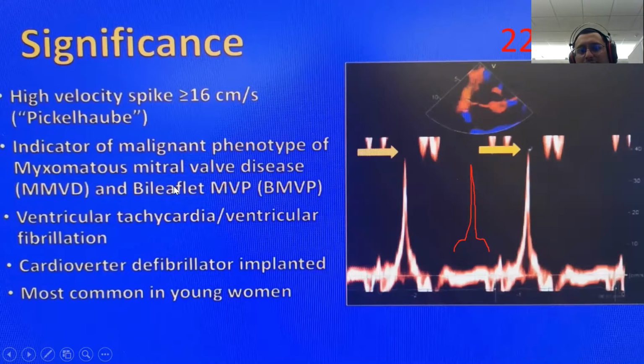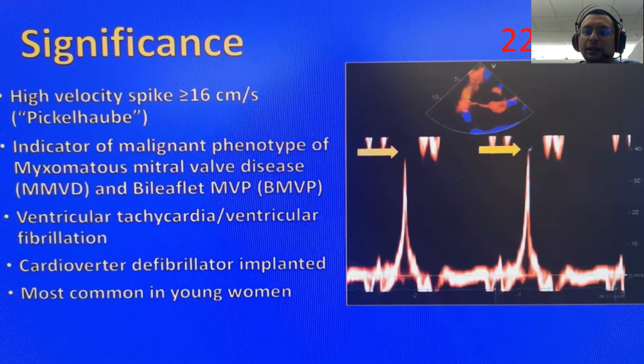It is an indicator of malignant phenotype of myxomatous mitral valve disease and bileaflet mitral valve prolapse. It shows that your patient might be at risk of ventricular tachycardia or ventricular fibrillation. This is most common in young women. So if you have ever seen Pickelhaube sign, you might teach Li Hongbang this if you don't know.